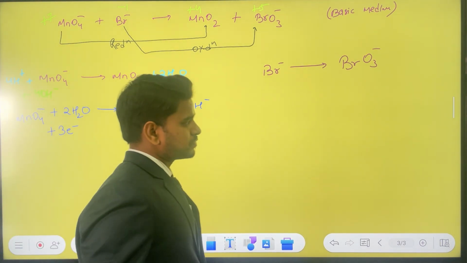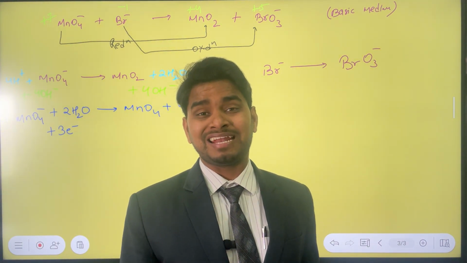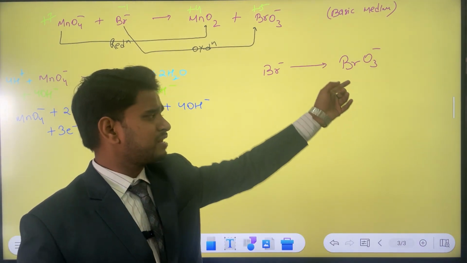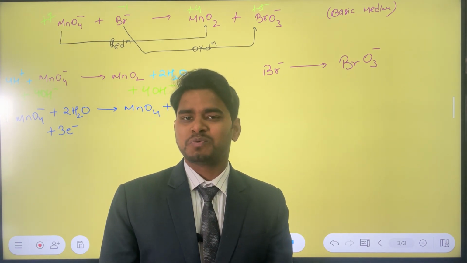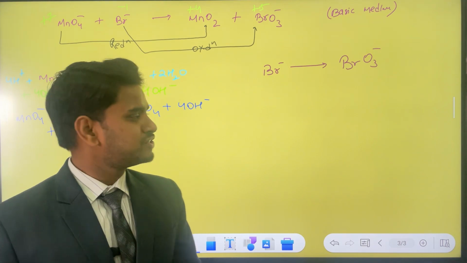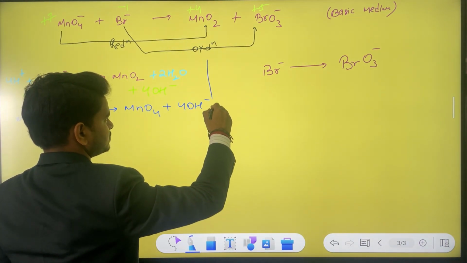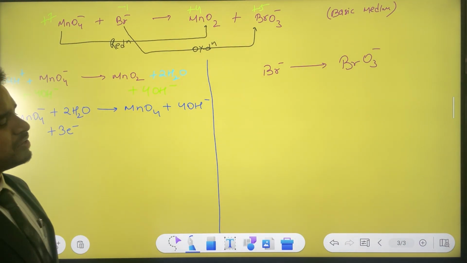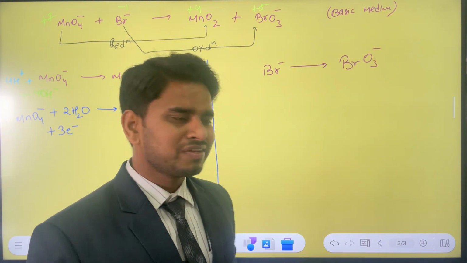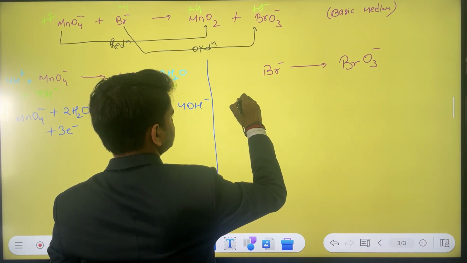Now let's focus here. The first step is to balance the atom, except oxygen and hydrogen. We can see Br is there, bromine is balanced, so we don't need to worry about it. The second thing is balance oxygen. We can see we have 3 oxygen on the right side, so we need 3 oxygen on the left side. So add 3H2O.